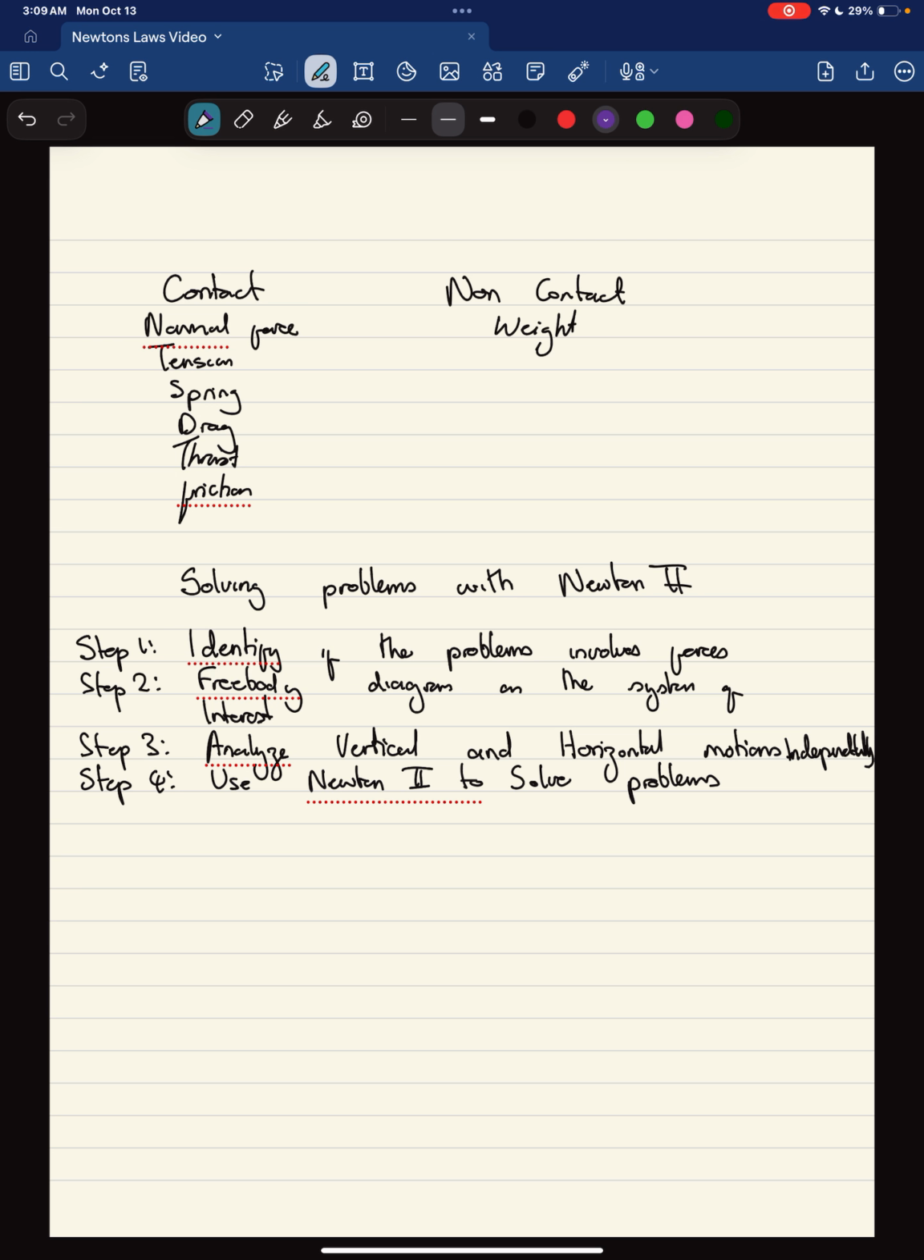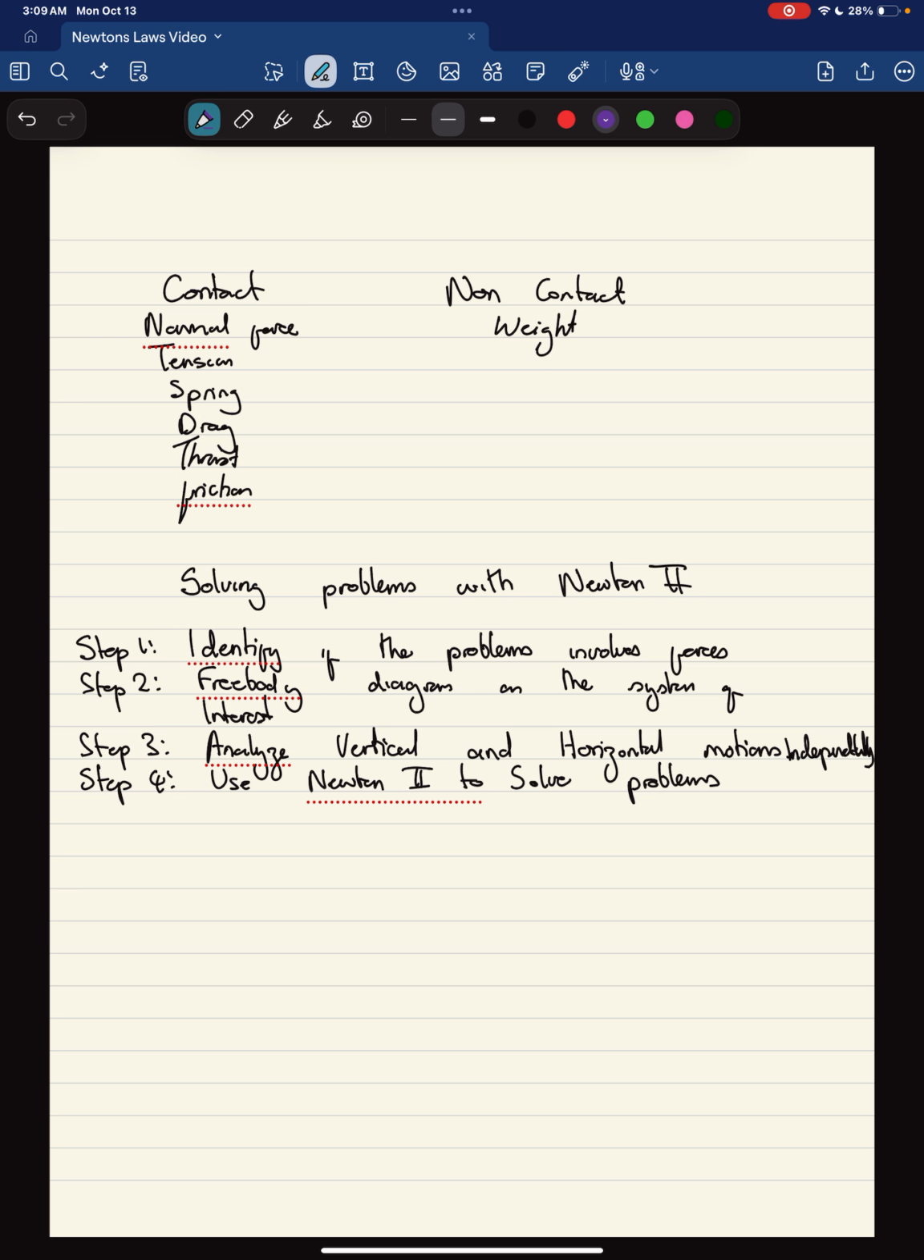Like I said, so far we only have one non-contact force that we're going to deal with, which is weight. But the rest are all contact forces. So we've got the normal force, tension, spring, drag, thrust, friction. And I've just told you how to think about them. And when doing your free body diagrams, that's how they would look. And yeah, it's just a last step.